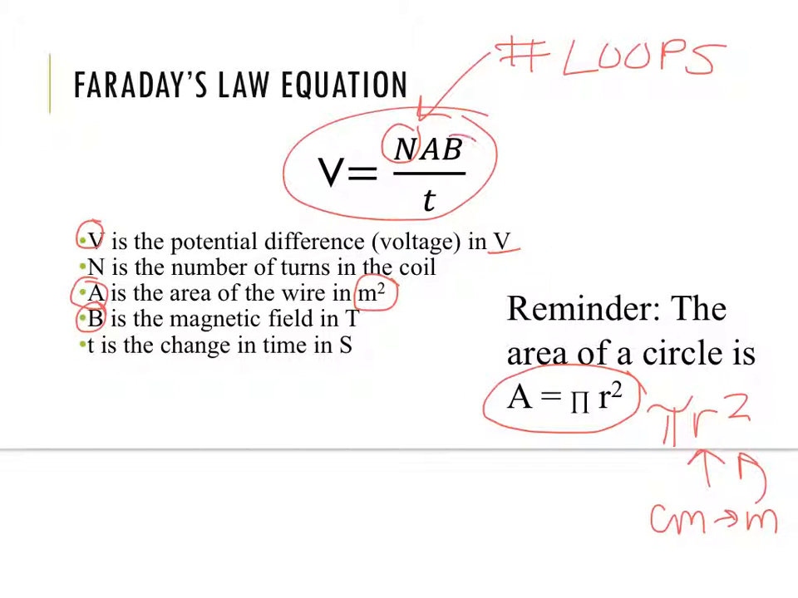Magnetic field is the variable B. We're already used to that. That's measured in T, which is Tesla. And then last but not least is the time. When you divide by the time, you're really talking about the rate at which the change in the magnetic field is happening, and that's in seconds.